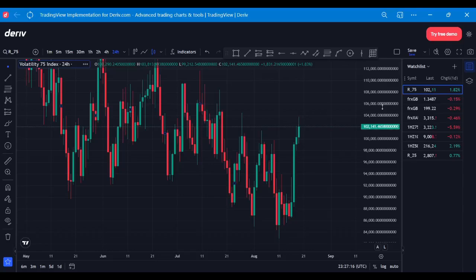We'll do support and resistance. We did demand and supply, right? So now we are going to do support and resistance and how to identify support and resistance. And then we'll talk about break of structure. Maybe a little, we'll talk about break of structure.